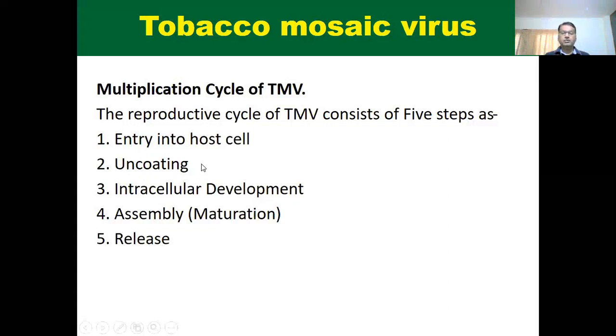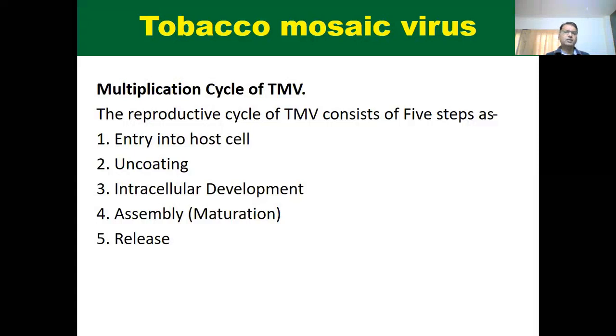Uncoating means what? The TMV has a protein coat, we call it capsid. Okay, so that coat needs to be removed. That process is called uncoating. Again, intracellular development. After uncoating, certain development occurs there. Assembly. Assembly is also called maturation.